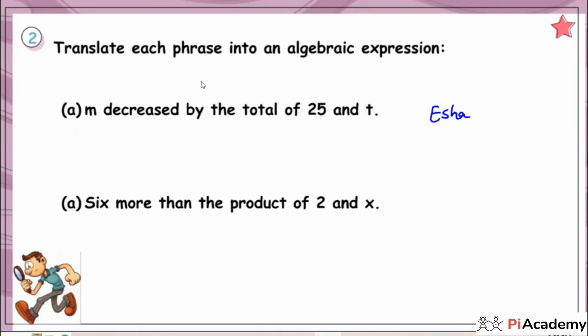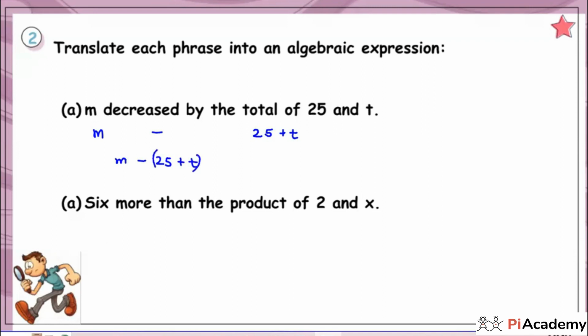It would be M take away. Okay. M decreased by the total of 25 plus t, right? So what we have to do? Tell me now. What to write? M take away 25 plus t. Yeah, so m decreased by this, the total of this. So total of this is basically 25 plus t, okay? And you have to decrease m by this amount. So that is going to be like this. You can connect them now. M minus 25 plus t, okay? Like this. And that is why you have to put a bracket like this, okay?